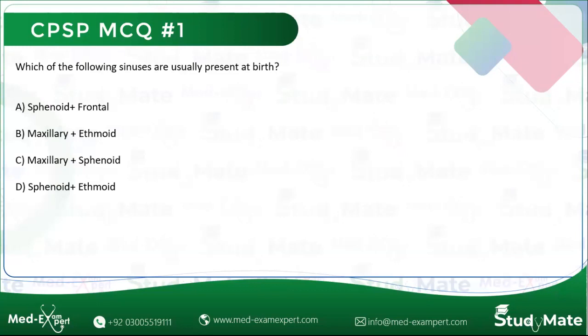So those who are joining us on Zoom can write in the chat box, and those who have joined us on Facebook Live, they can comment and we can see their answers. The first CPSP MCQ is, which of the following sinuses are usually present at birth? Option A is sphenoid and frontal, B is maxillary and ethmoid, C is maxillary and sphenoid, and D is sphenoid and ethmoid.